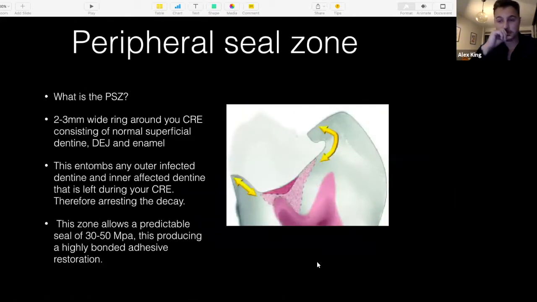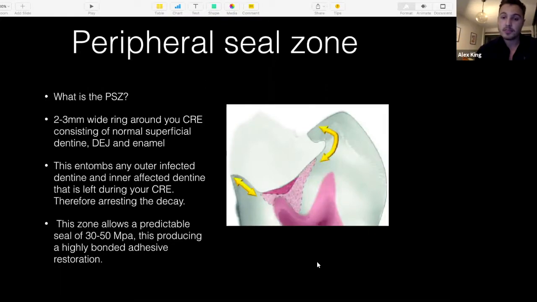So a peripheral seal zone, I just quickly mentioned it then. When you've done your caries removal endpoint, you've done your measurements and you've left caries within these measurements, you will be left with a 2 to 3 millimeter ring of sound tissue that's completely clear, like around, you know where they say clear your DEJ, similar situation. You've got a 2 to 3 millimeter band, like you can see on the picture, around where you're leaving decay in.